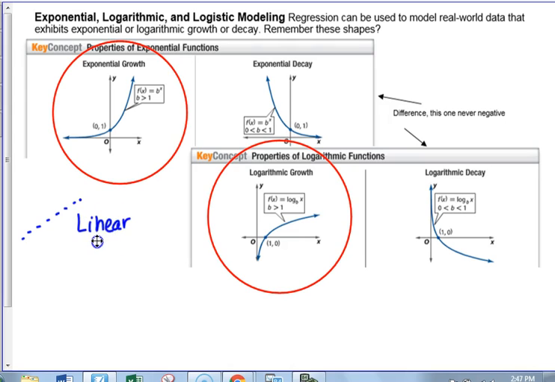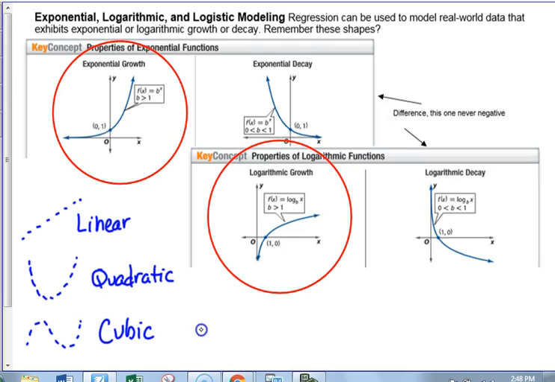Good call. Linear would be a good choice for that one, right? Okay. What if the data looked like this? Which regression would we use? Okay. What if the data looked like this? Which regression would we use? Okay.